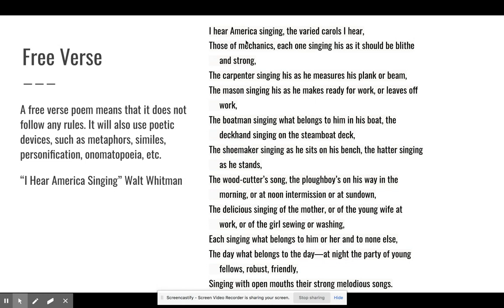I hear America singing. Our country itself does not sing. They're also using that as a metaphor, talking about the different types of people here. In America, we have mechanics, carpenters, masons, boatmen, all of these different types of people. So free verse poems are really, really fun and unique, and you can write about anything that you want. But again, when we use those poetic devices, it really does help to strengthen that free verse poem.